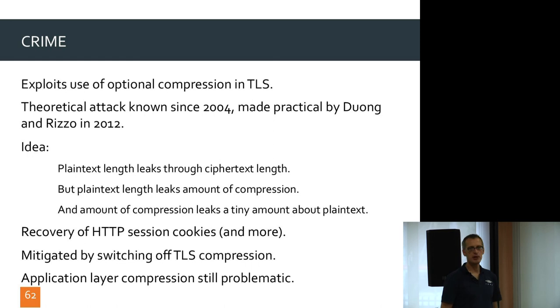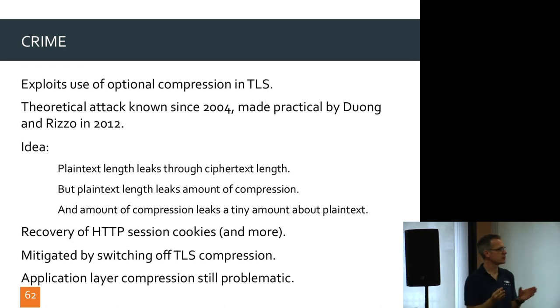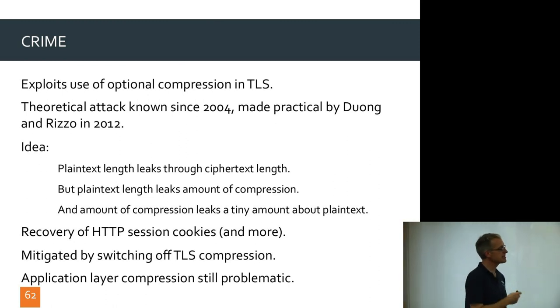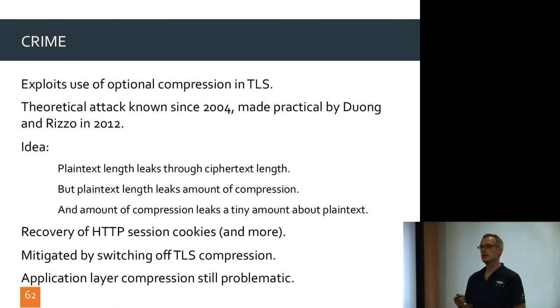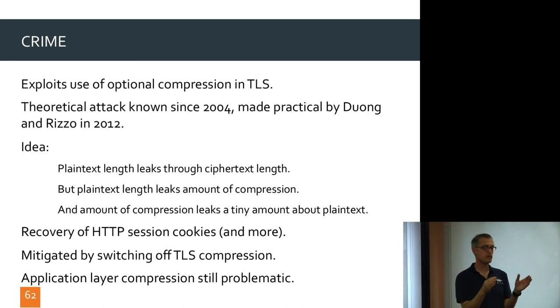And this was exploiting compression, and Antoine reinvented this attack earlier today. The idea is that the plaintext length leaks through the ciphertext length. If you look at the length of a TLS ciphertext, it tells you something about the length of the underlying plaintext. But the plaintext length leaks the amount of compression that was done, if compression is enabled. And the amount of compression leaks a tiny amount of information about the plaintext. In particular, the compression algorithms are stateful. So if you're running the compression algorithm and you've seen a particular sequence of plaintext bytes before, in the previous message, say, that will compress more than if you haven't seen it before.